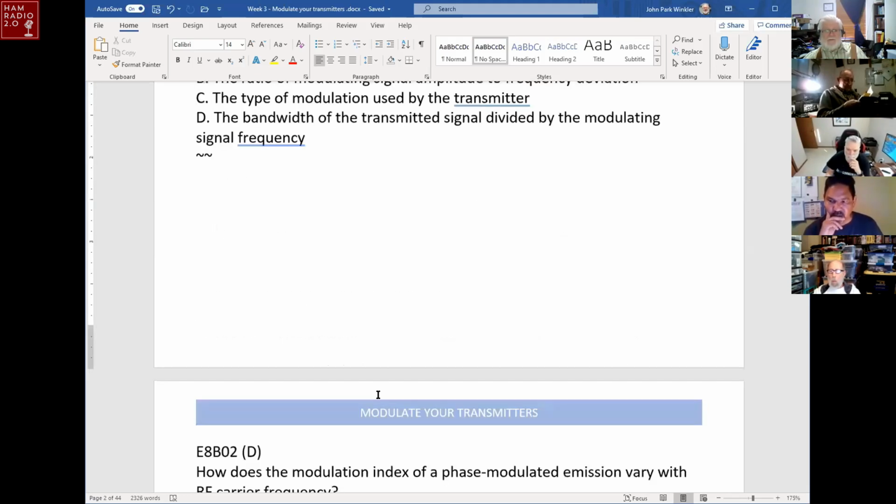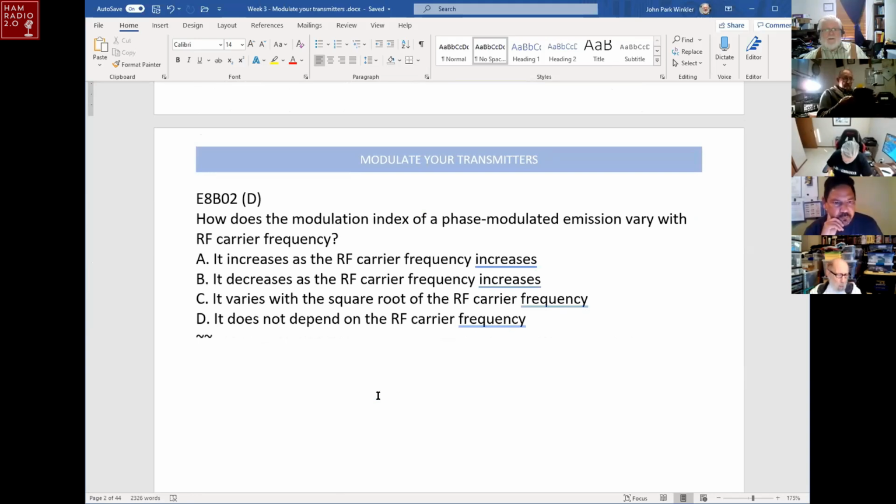Okay, the second question: how does the modulation index of a phase modulated emission vary with carrier frequency? All of the answers have carrier frequency. That's a third frequency that we're dealing with. That's the frequency that you're transmitting on. And the modulation index does not depend on the RF carrier frequency. Answer is D.